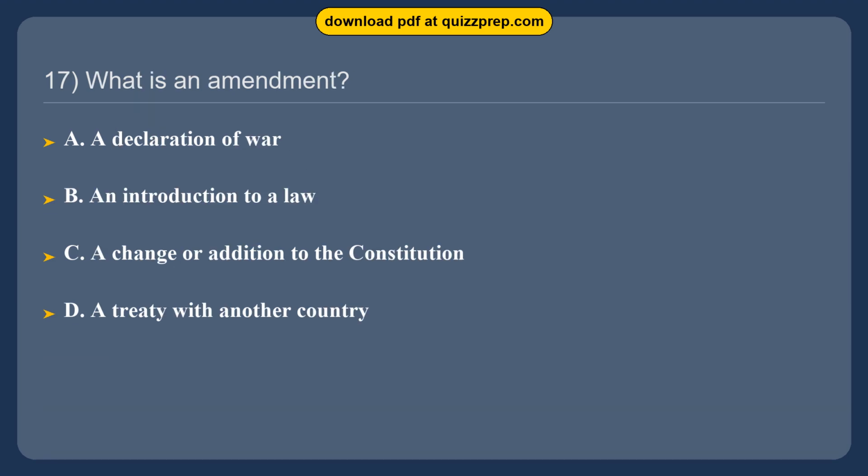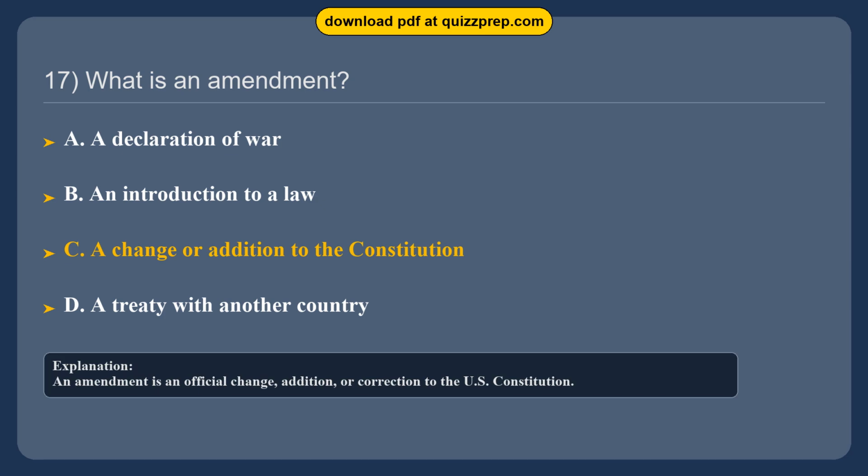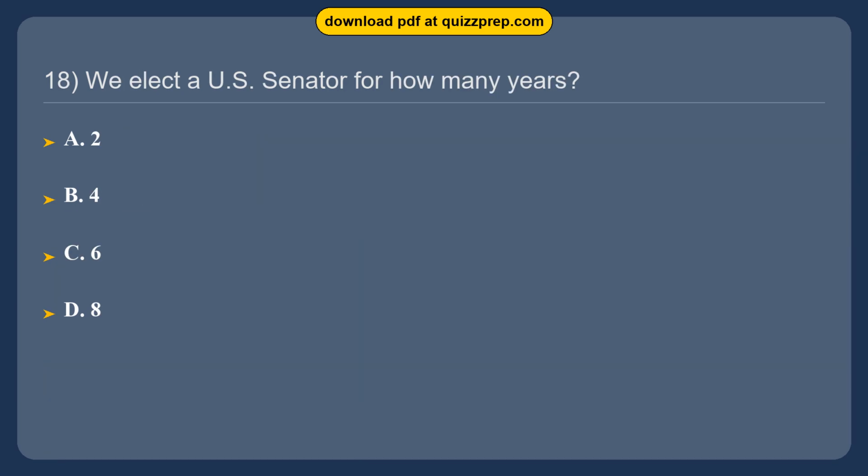Question 17. What is an amendment? Option A. A declaration of war. Option B. An introduction to a law. Option C. A change or addition to the Constitution. Option D. A treaty with another country. The correct answer is option C. A change or addition to the Constitution. An amendment is an official change, addition, or correction to the U.S. Constitution.